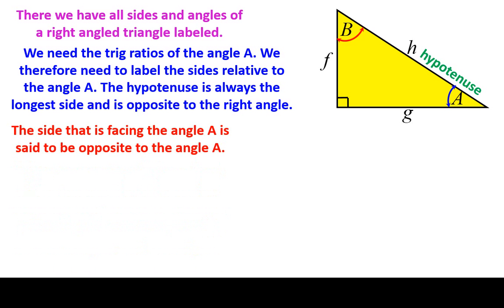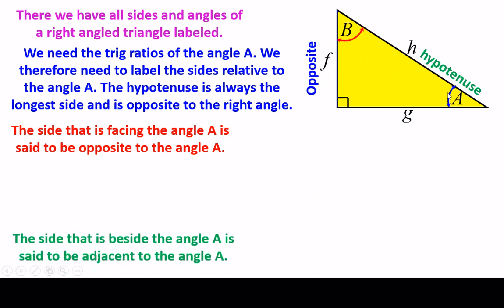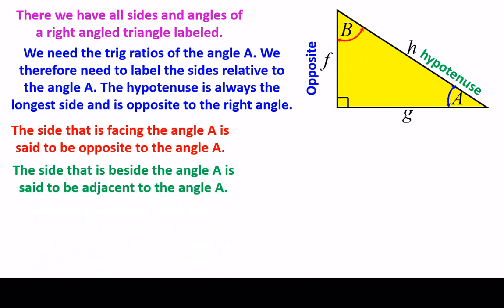The side that is facing the angle A is said to be opposite to the angle A. That is the side opposite to angle A. The side that is beside the angle A is adjacent to the angle A. The side that is adjacent to A is beside the angle A. Also, the hypotenuse is adjacent to A.